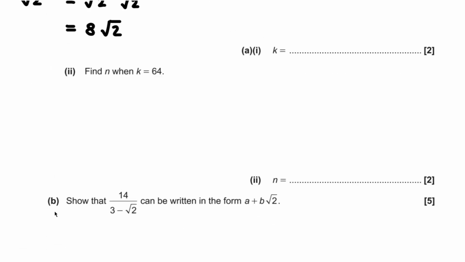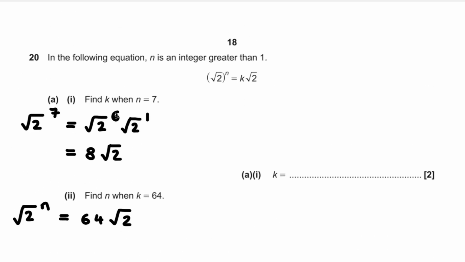We now have to find the value of n when k is 64. So, one way we could do this is simply by guessing. We've got root 2 to the power of n equals 64 multiplied by root 2. Now, one way we can think about this, when n is 7, we get 8 root 2. When n is 8, we're going to multiply this by 2, so that gets us 16.